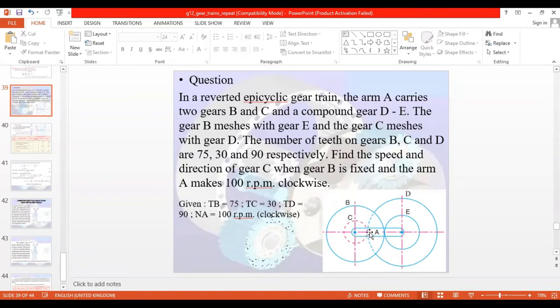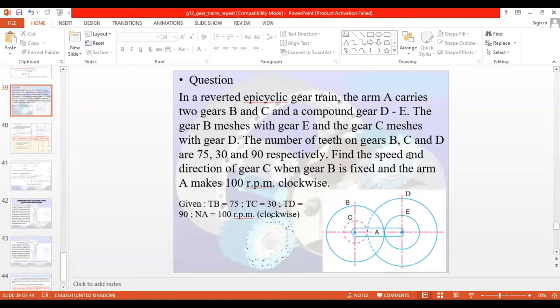The number of teeth on gears B, C, and D are 75, 30, and 90 respectively. Number of teeth on gear B is 75, gear C is 30, and gear D is 90. So the teeth on B, C, and D are given, but E is not given, so we may have to find E.